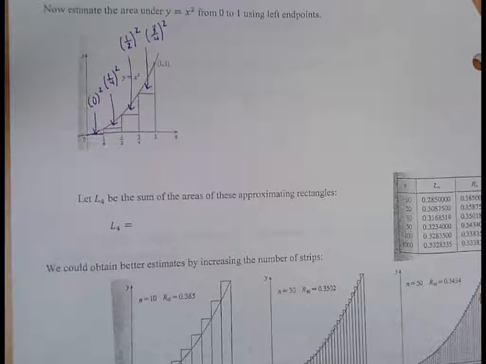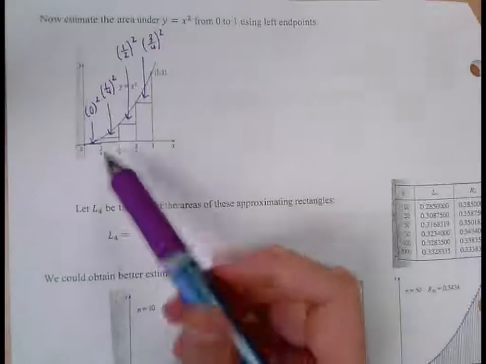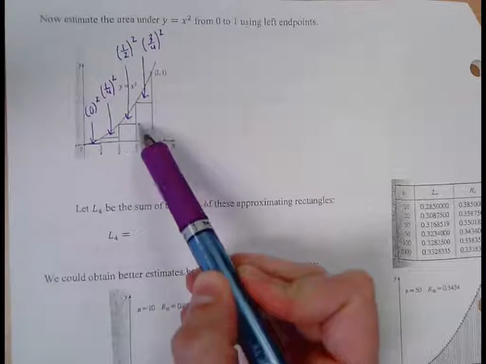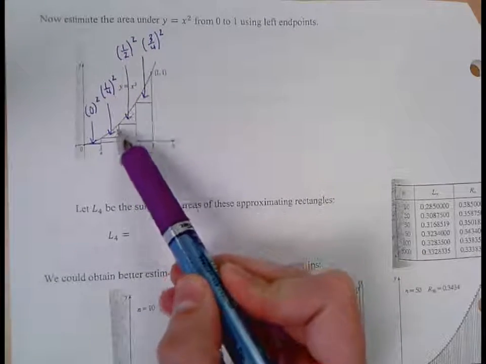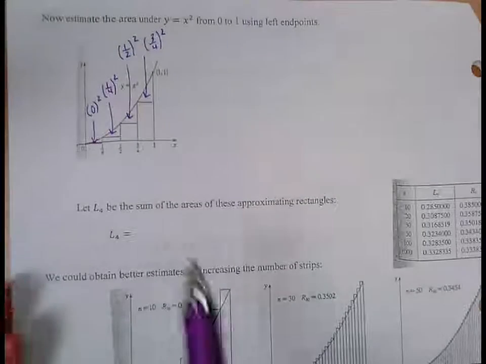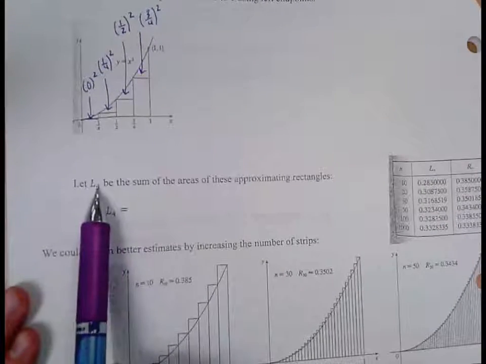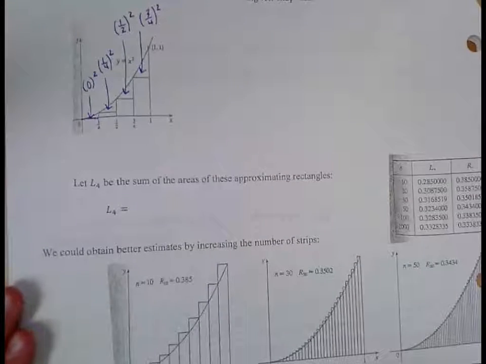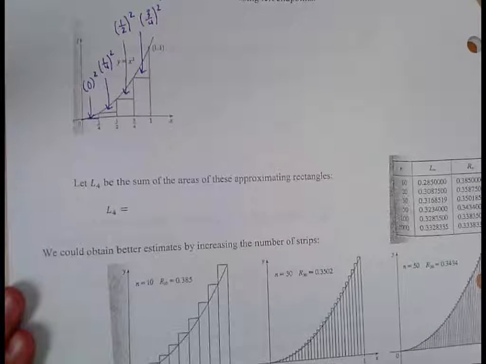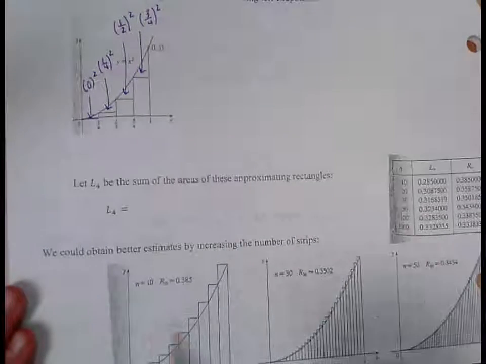So for this curve, the left endpoints will be an underestimate because you can see that there's area under the curve that's not included by the rectangles. So we're going to let L sub 4 be the sum of the areas of these approximating rectangles. Again, L for left endpoints, 4 because we have 4 rectangles.